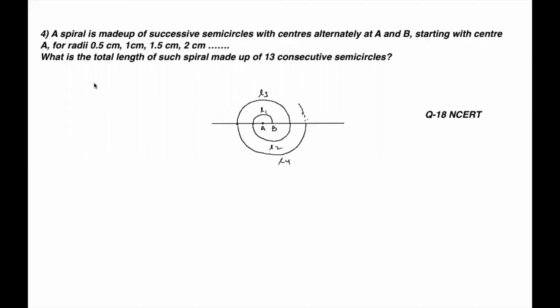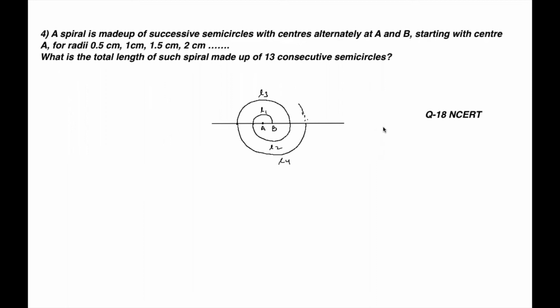Now in this question, it is said a spiral is made up of successive semicircles with centers alternately at A and B, and starting with center A for radii 0.5 centimeter, 1 centimeter, 1.5 centimeter, and so on. What is the total length of such a spiral made up of 13 consecutive semicircles? Okay, so basically this question is again from NCERT exercise 5.3 question number 18.